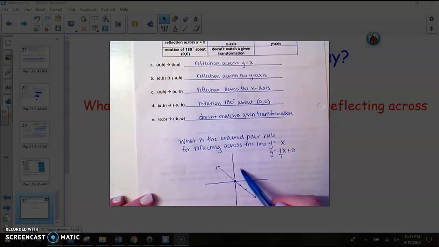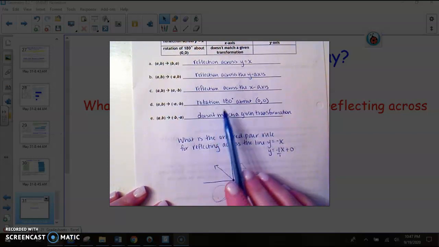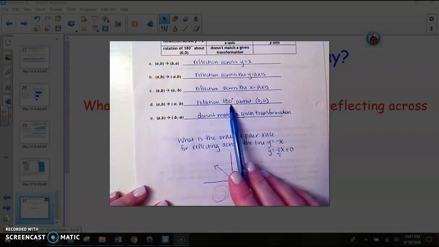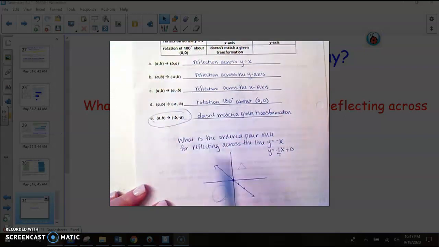So if we started with a triangle here and reflected across this line, we could see we're going to end up in this quadrant over here. So this is where x and y are positive, and this is where x and y are both negative. So we know they're going to change signs, but it's not the same thing as a 180 degree rotation where you just change the signs and that's it. This is the rule for the reflection across the line y equals negative x.